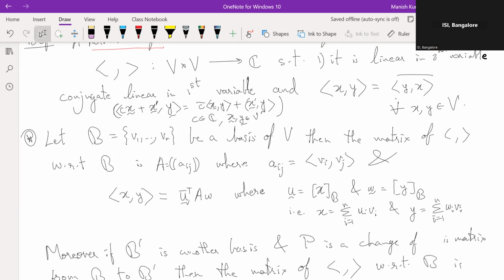So once you fix a basis, any vector X in V will have some coordinates with respect to the basis. Say the vector X has coordinate U and vector Y has coordinate W. Then what this says is that the evaluation of the Hermitian form at X comma Y is just this thing. Another way to write this is U star A W.